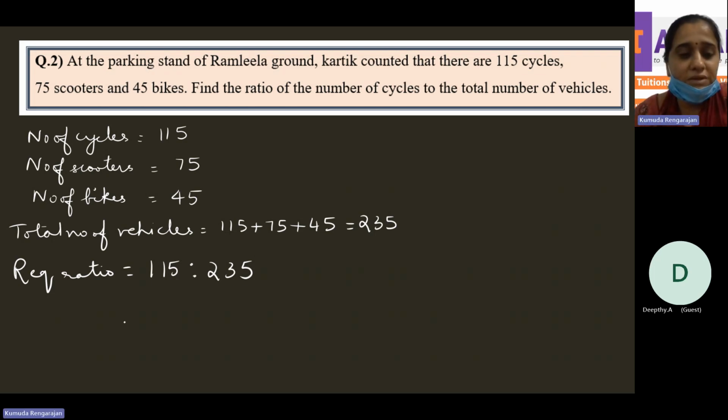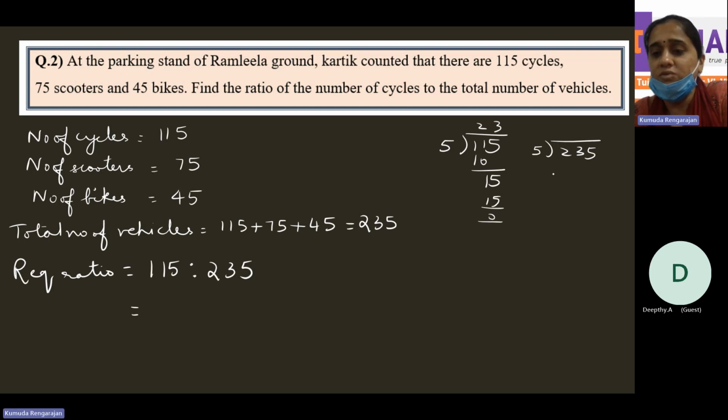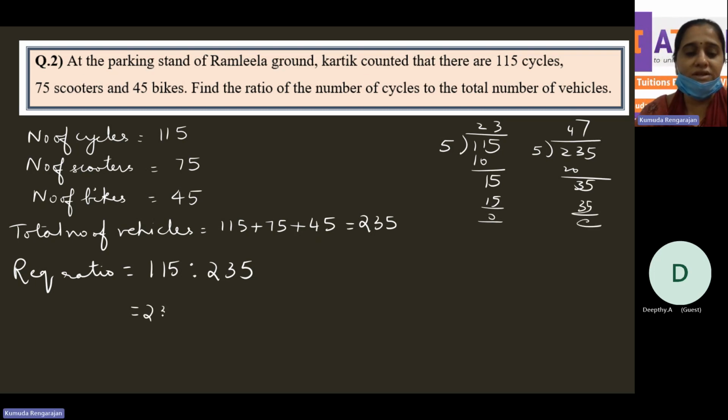So what's the simplest form, Deepthi? Divide both the numbers by 5. 5 2s are 10, 1 comes down. 5 3s are 15, and 5 4s are 20. 5 5s are 25, 5 7s are 35. So the simplest form is 23 is to 47.